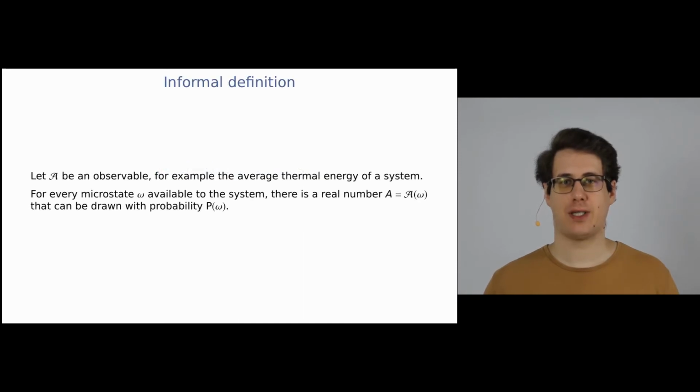Imagine you have a box filled with particles interacting with each other. You can define an observable A as the average thermal energy of the system. If your system is evolving through time, for every microstate omega available with probability P of omega, there is a corresponding value A of omega. Basically, the random process A is mapping a value omega to a value on the real number line.